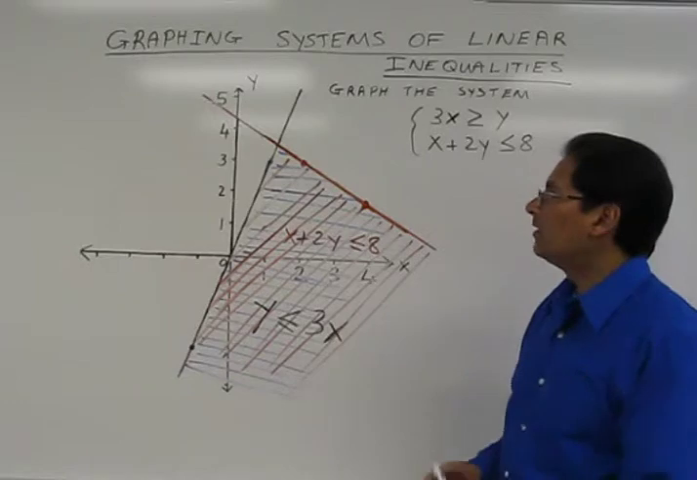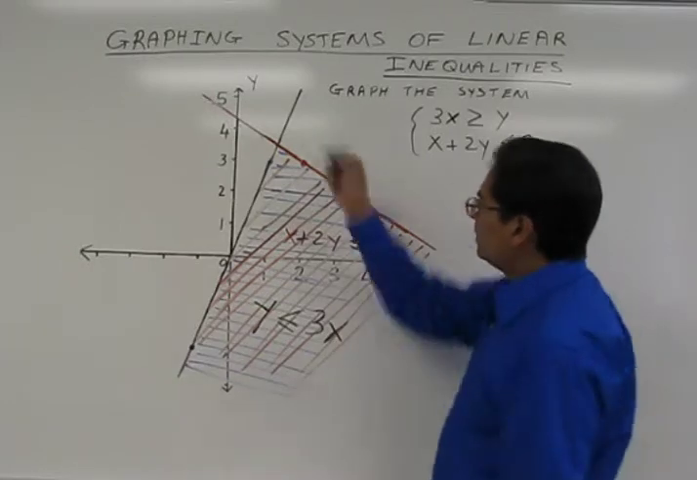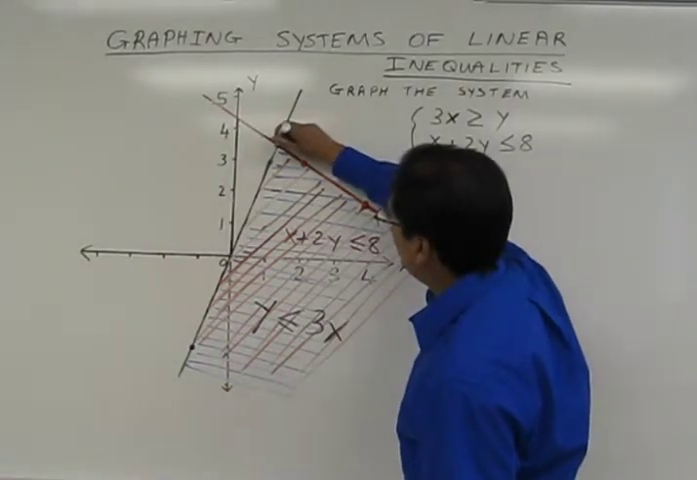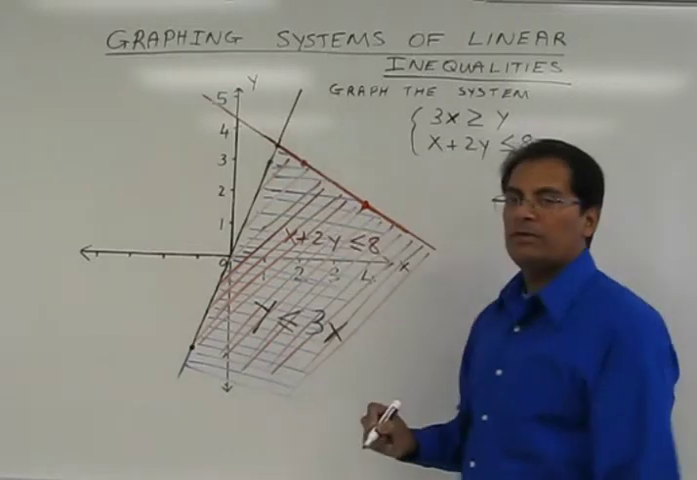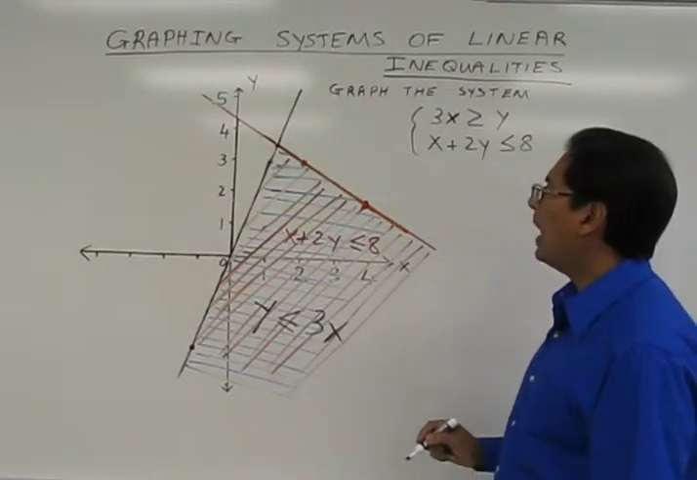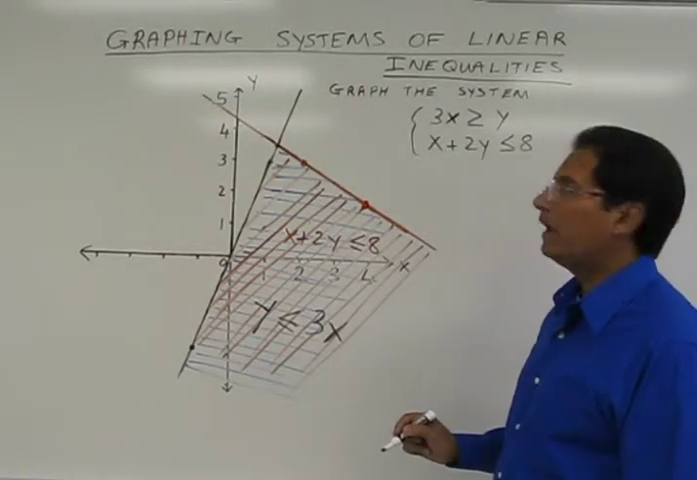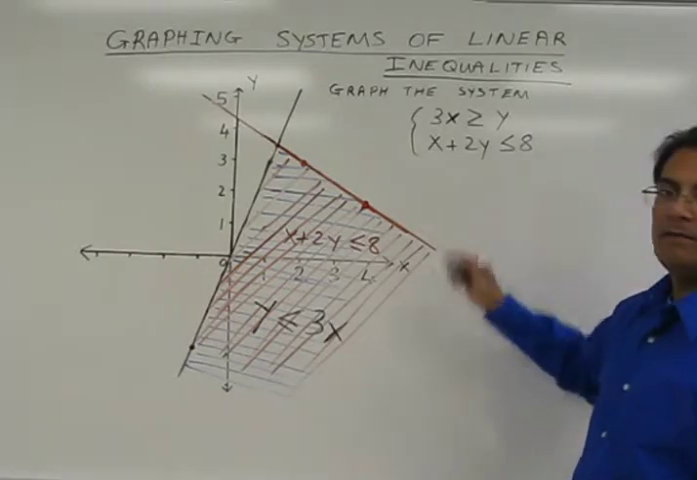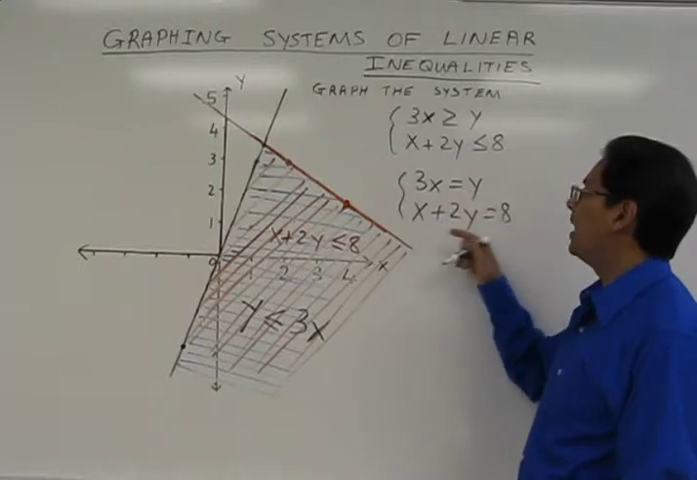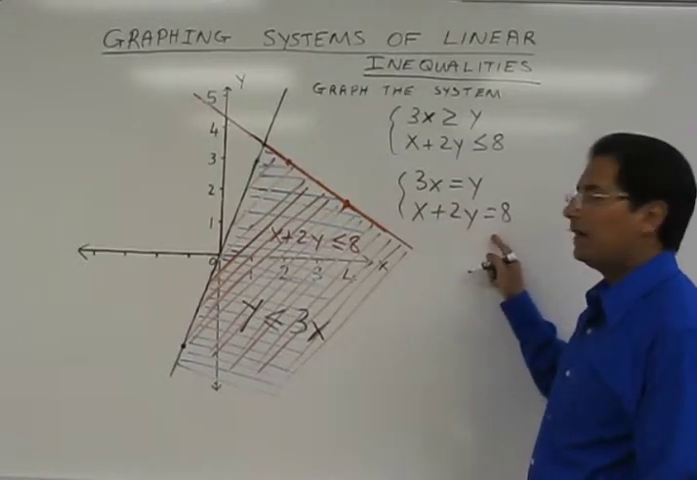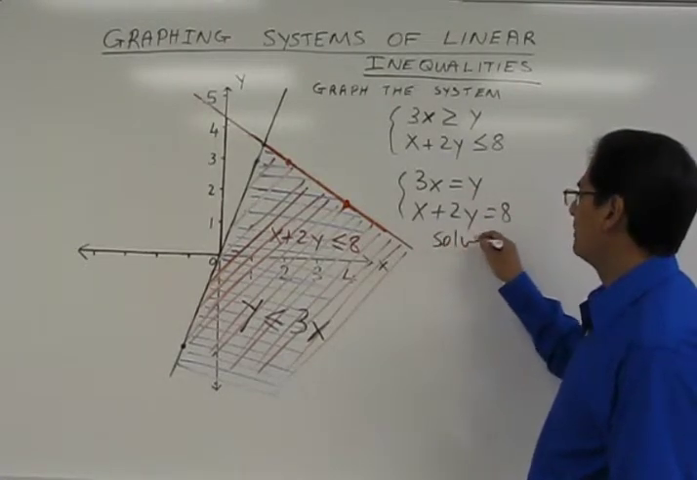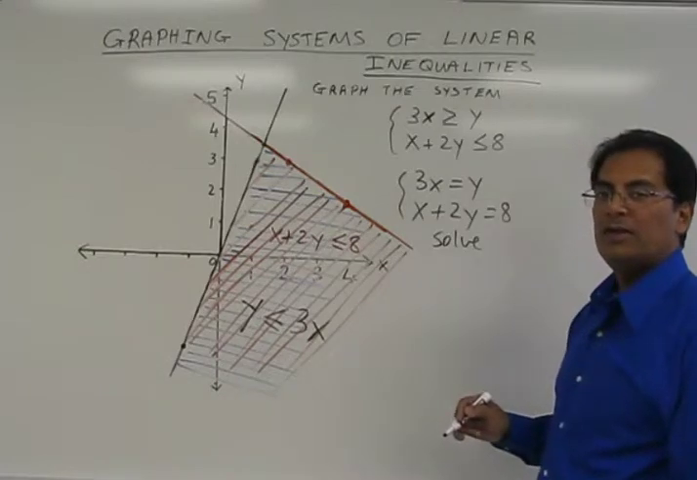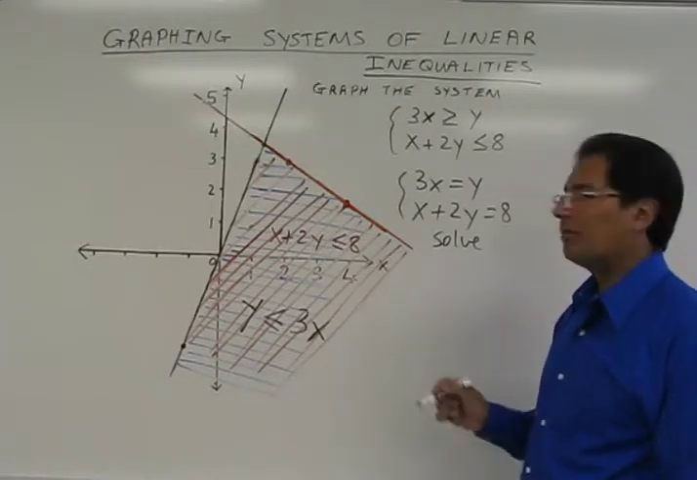this area right here. Now sometimes it's useful to know this point here, the endpoint, a boundary point for this area. And how we would find this is we would actually have to make this a system of equations like this here. 3x equals y and x plus 2y equals 8. And then we would solve this system. And we could solve this using either elimination or substitution.